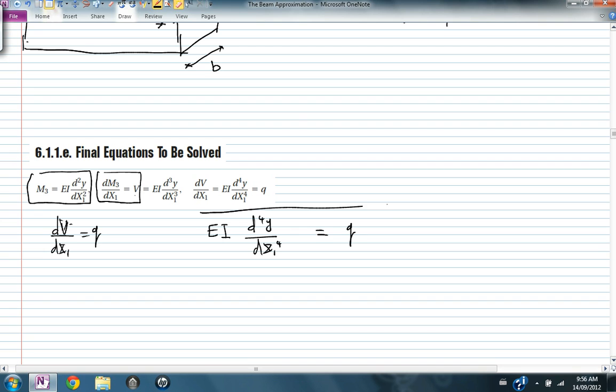And this is the differential equation of equilibrium that when I solve, I'm going to find Y, because Y is what I'm looking for. That's the deformation of the beam. Once I find the deformation of the beam, I can find the moments, and I can find the shears, and I can find the stresses, and I can find everything. The one unknown that will give me everything that I want about the beam is this y.